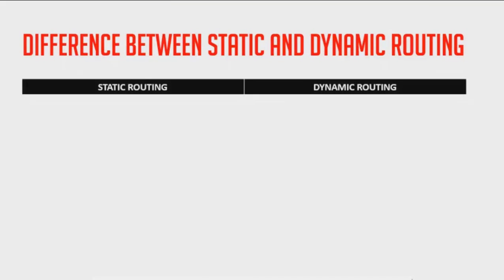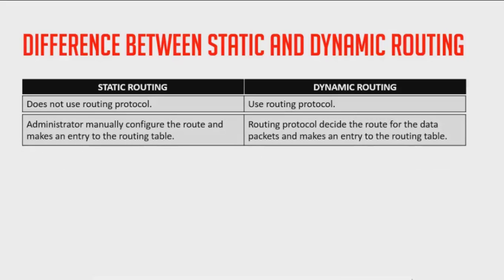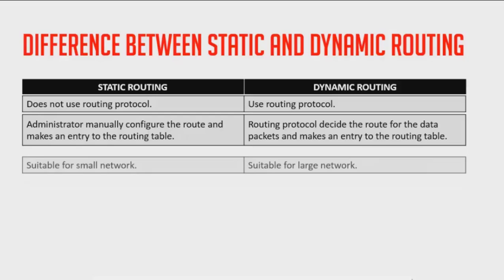Here's the side-by-side comparison between static and dynamic routing. Static routing does not use a routing protocol. On the other hand, dynamic routing uses a routing protocol. In static routing, the administrator manually configures the route and makes an entry to the routing table. On the other hand, in dynamic routing, the routing protocol decides the route for the data packets and makes an entry to the routing table.